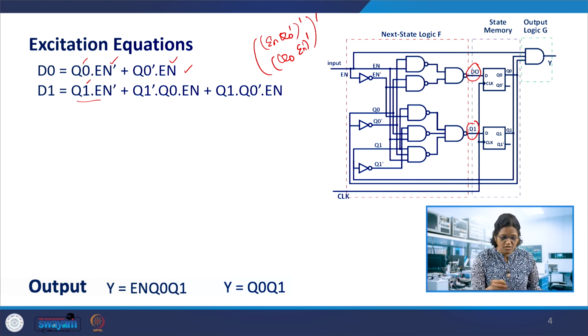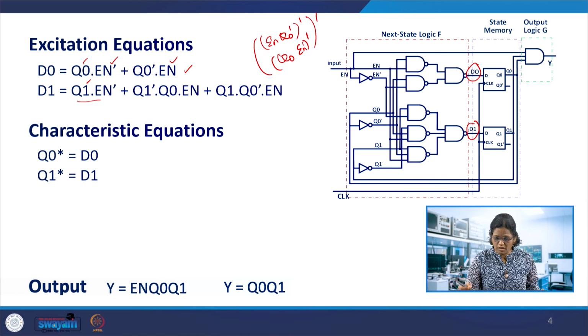Once we obtain this, which is the first step for the given digital circuit, getting the excitation equation, we then get into the characteristic equation. The characteristic equation depends on which flip-flop we are using. It may be a T flip-flop or a JK flip-flop or whatever. Here we have used the D flip-flop, whose characteristic equation gives the next state Q0 star and Q1 star as simply D0 and D1.